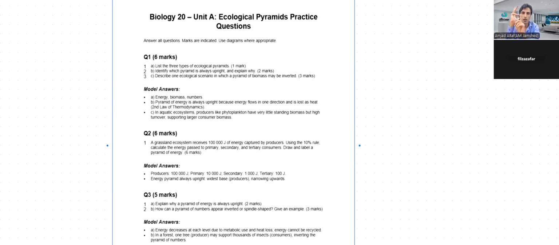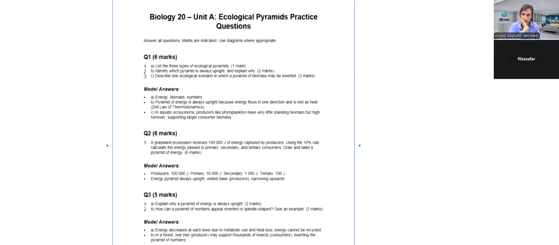List the three types of ecological pyramids. Let me count: pyramid of energy, pyramid of number, pyramid of biomass. So these are the three pyramids: pyramid of number, pyramid of biomass, pyramid of energy. The next question, a 2 mark question, is: identify which pyramid is always upright. What do you think?